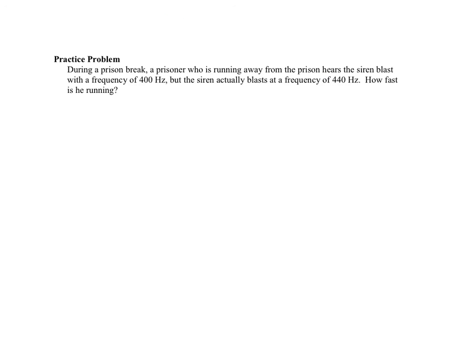Okay, during a prison break, a prisoner who was running away from the prison hears the siren blast with a frequency of 400 hertz. But the siren actually blasts at a frequency of 440 hertz. How fast is he running? So here we've got the prison. There's a siren sounding from the prison. And obviously the prison is at rest, it can't move. And then you have the prisoner who's running away.